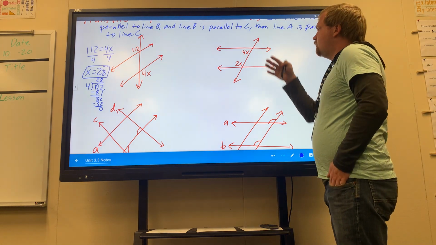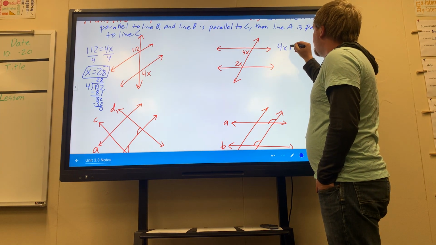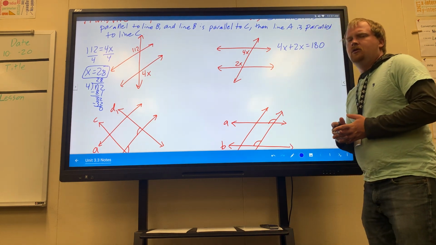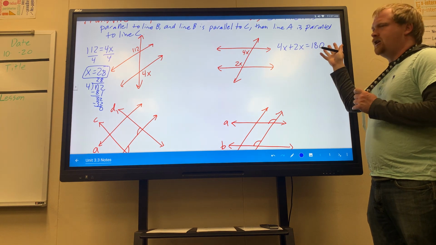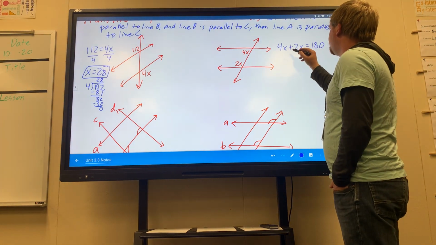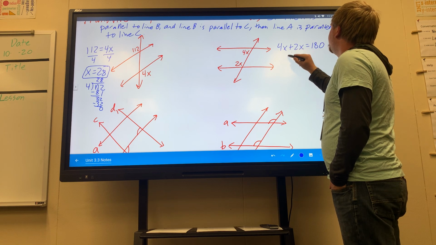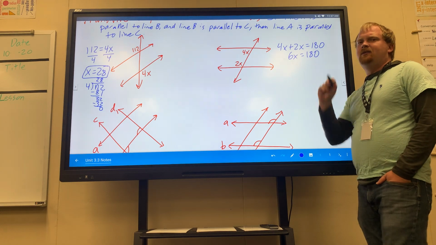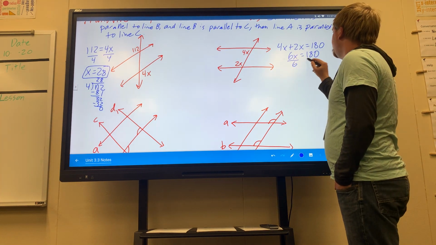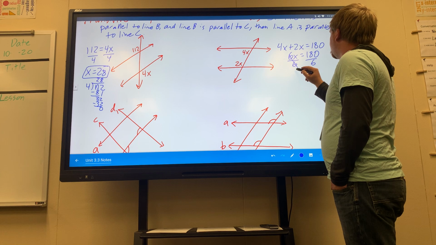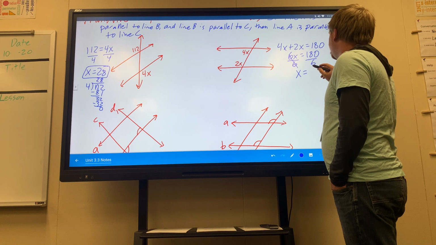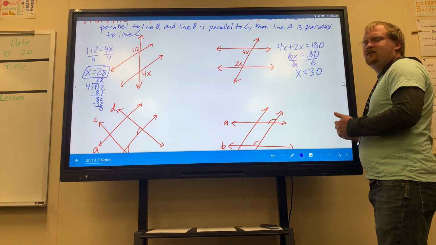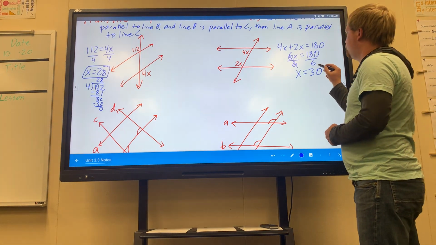So what does that mean? Well, both of these add up to 180. Okay? So I just simply add it up, set it equal to 180. 4x plus 2x, that's simply 6x equals 180. And then I got to divide by 6 on my coefficient. The 6 cancels out, and I get 30. So my value for x in this problem is going to be 30.